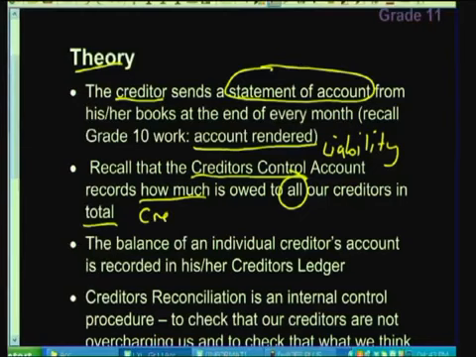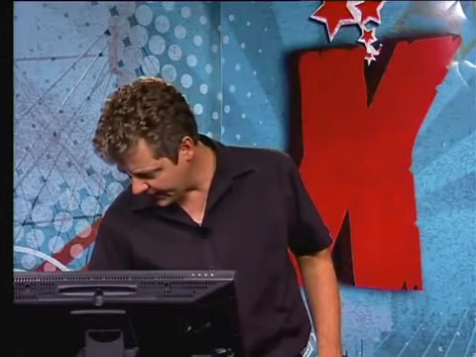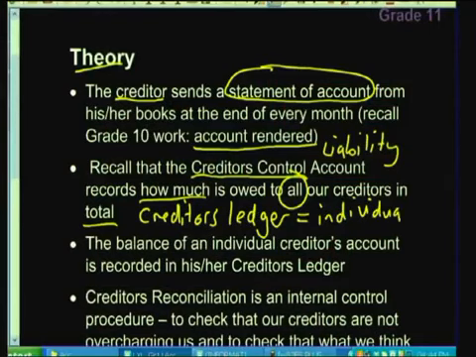You'll also remember, just a recap of some of the grade 10 work that you have covered, the creditors control account is for all your creditors, and you keep individual accounts of each of your separate creditors in a different book, which is called the creditors ledger. So remember, the creditors control account is for all your creditors, but the creditors ledger is for individual creditors. And that's our next point over there. It says that the balance of an individual creditor's account is recorded in his or her creditor's ledger.